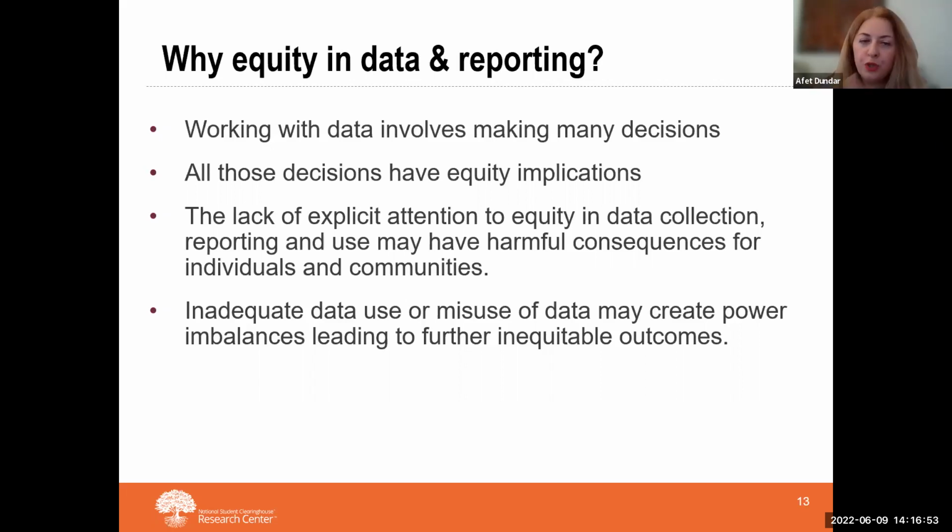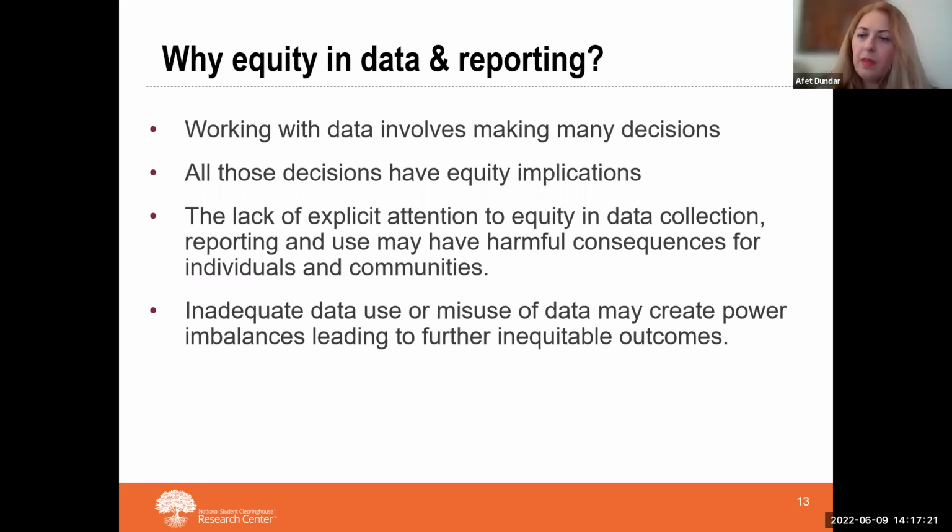So we thought that we should actually go a little bit step back, start from earlier stages, not just looking at the outcomes level, but equity in data. Because earlier I mentioned that even though perhaps conventionally we think that data are objective, once we use quantitative data, we'll get objective results. But working with data involves making many, many decisions.